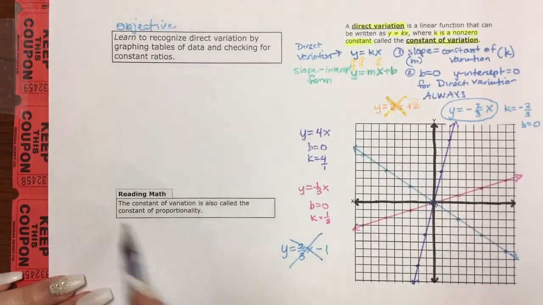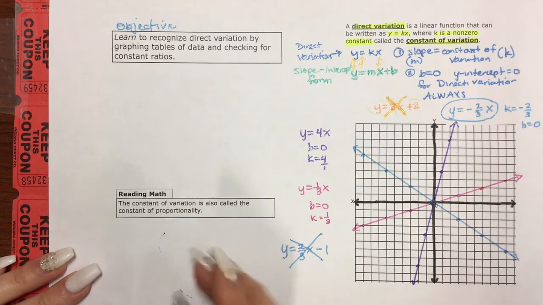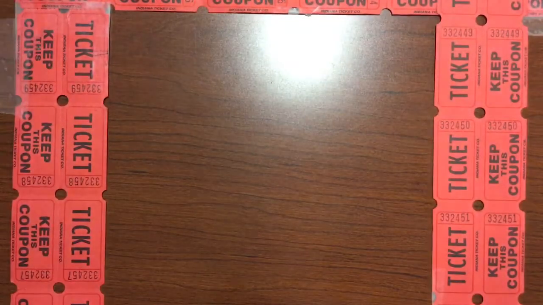Okay, just another little reading math thing. The constant of variation, which is our k, is also called the constant of proportionality. That's a little fun fact for you guys. Okay, so we're going to move on to our problems. The first one is here.